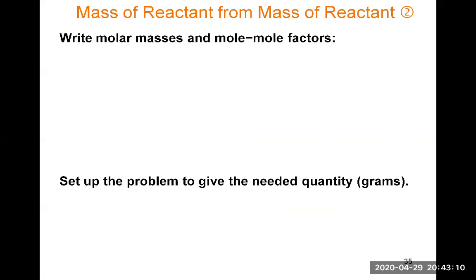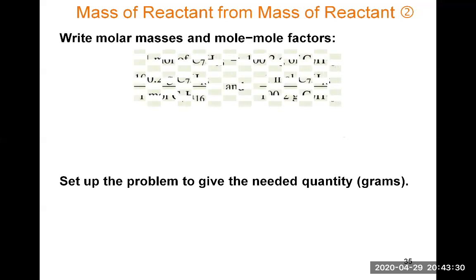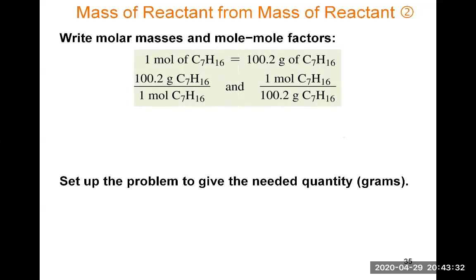So let's write those molar masses and mole-to-mole factors. To calculate the molar mass of heptane, you take 7 times 12.01 grams for carbon, plus 16 times 1.01 grams for hydrogen, and that gives you 100.2 grams of heptane in 1 mole of heptane. I encourage you to write this as an equality that says 1 mole of heptane equals 100.2 grams of heptane. And as always, out of an equality, we can write two conversion factors.